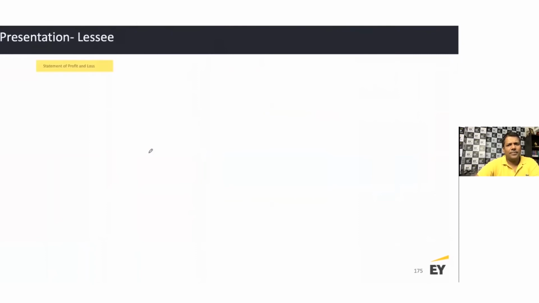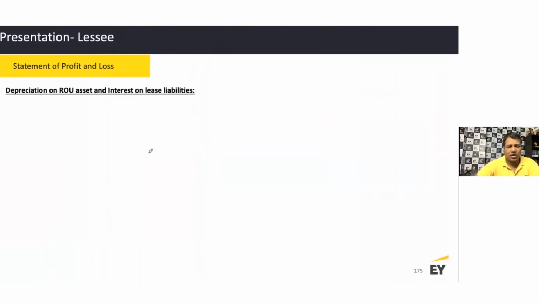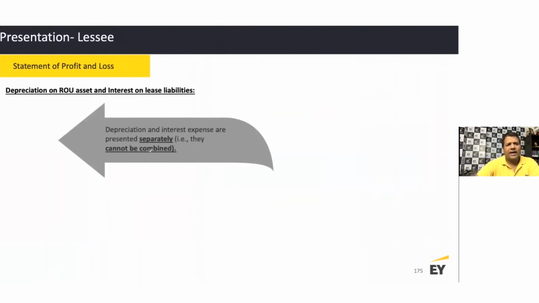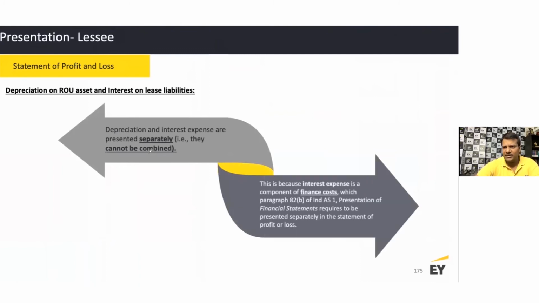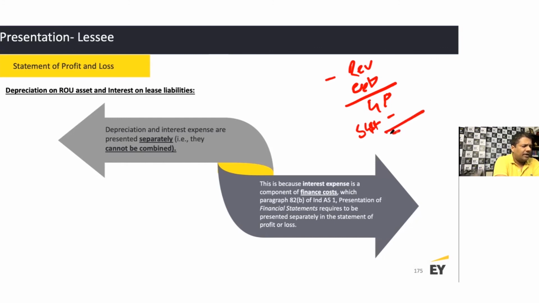Similarly, from the P&L perspective, as we've been talking, you will have the amortization or depreciation charge, and also you will have the interest expense. Both of them are presented separately. One is presented after EBITDA, and the other one is presented. So if you have revenues, and then I have expenses, and then I have GP, and then I have SG&A, then I have EBITDA.